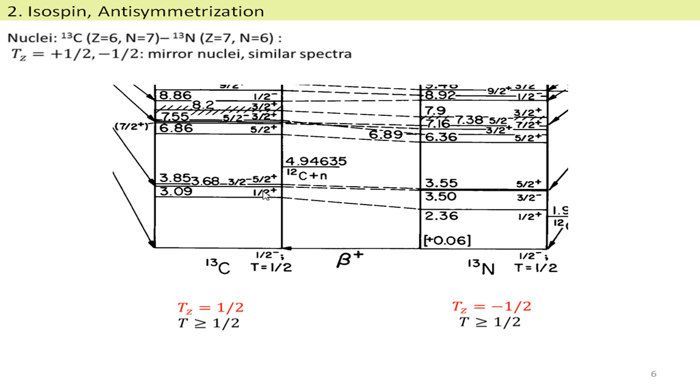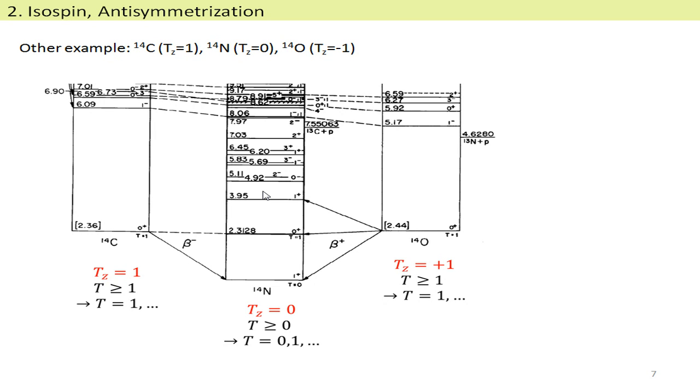mirror spectra. And this is another case with 14 nucleons. So you have here carbon-14, nitrogen-14, oxygen-14. And here you may have isospin projection 0. So here you have nitrogen-14. And here you have projection plus 1 here. No, it should be here minus, here it should be -1.